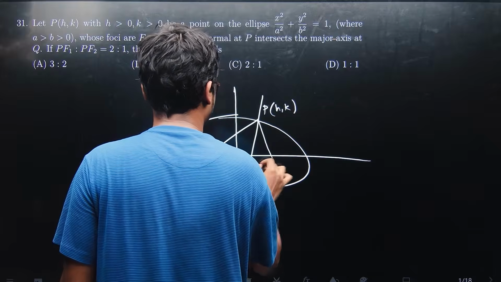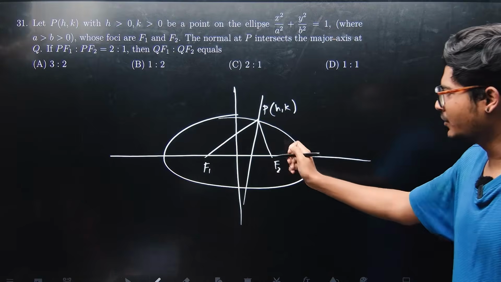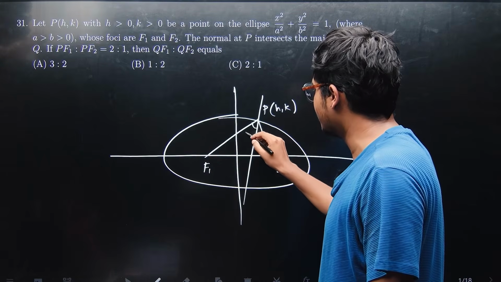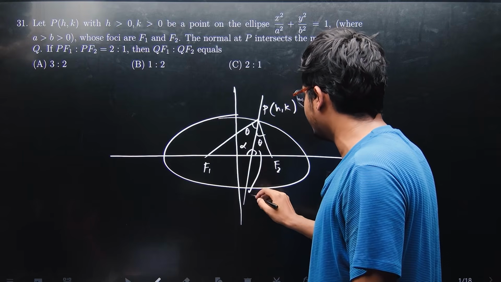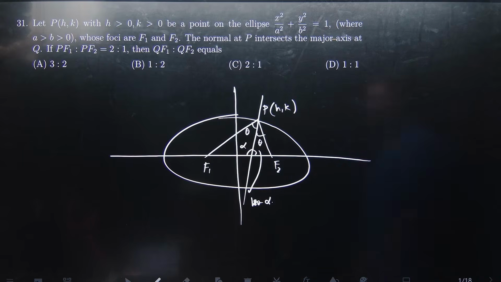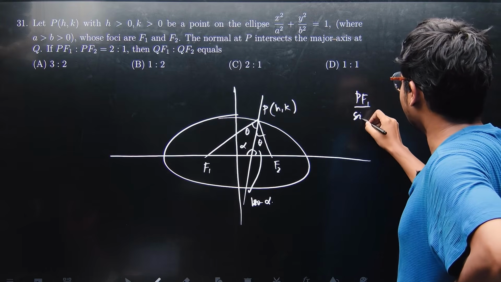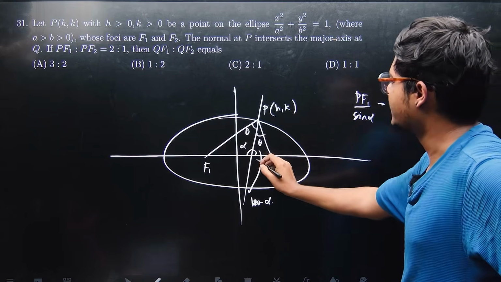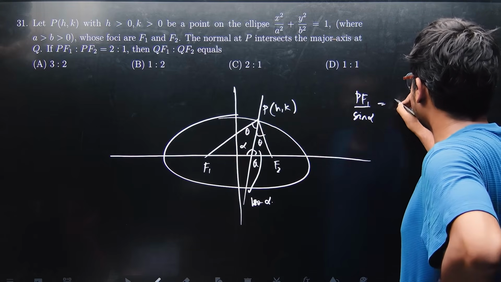f1 and f2. Now observe that by the property that this is a normal, we know that these two angles have to be equal, right? So they are both equal to some theta. Similarly, if this is alpha, this is going to be 180 minus alpha, right? Okay. Now if I use sine rule in these triangles, what can I say? I can say that Pf1 by sine of alpha is equal to, this point is Q, right? So Qf1 by sine theta.